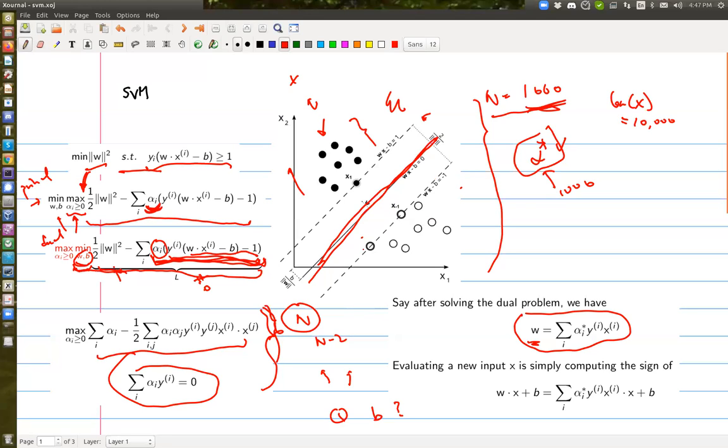If you only have the direction here, I know W is here. But if I don't know the bias, maybe I set a bias here, and then I will classify these guys as cats as well. But that's not what I want. I want to set the bias so that the separation is in the middle of the gap here.